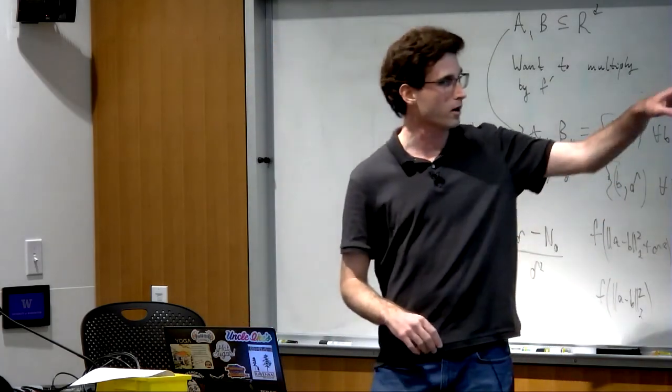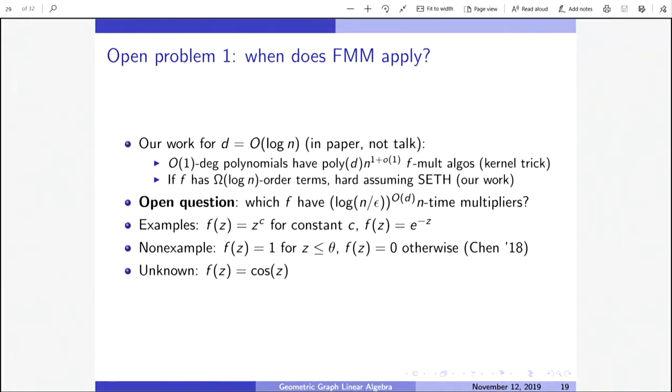For example, the methods in this talk generalize fairly easily when f of z is z to the c for some constant c. And also it generalizes to the Gaussian kernel. But there are functions that the multipole method definitely doesn't work for, assuming SETH. One example is that of threshold functions. But we don't know that much more than that. One function that probably looks extremely stupid, but I think might be a useful case to look at, is f of z equal to cosine of z.